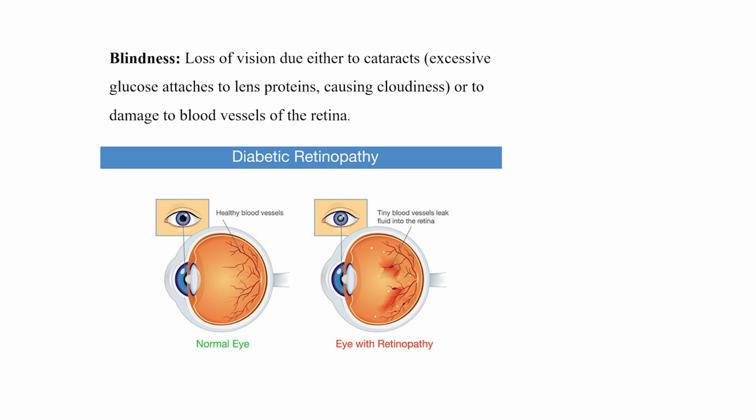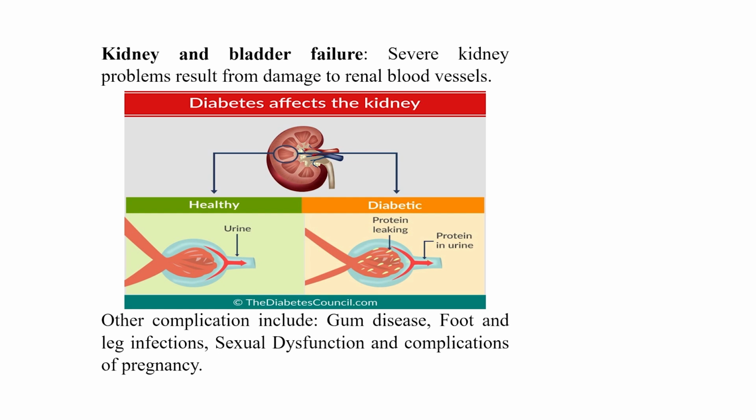So this is a normal eye. If you see carefully, in diabetic retinopathy, tiny blood vessels leak fluid into the retina. That's why initially there is cloudiness, and when such a condition is continuous, it leads to damage to the blood vessels of the retina and blindness. Then, the blood that supplies the kidney is also blocked because of the deposition of lipid and cholesterol. So severe kidney damage or severe kidney problems generally occur as a result of damage to the renal blood vessels. Once again, if you see carefully, protein leakage, protein in urine, and all these lead to kidney and bladder failure.